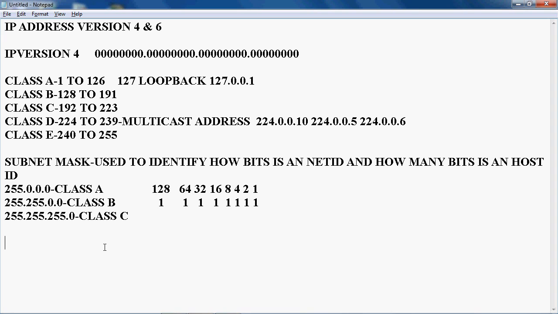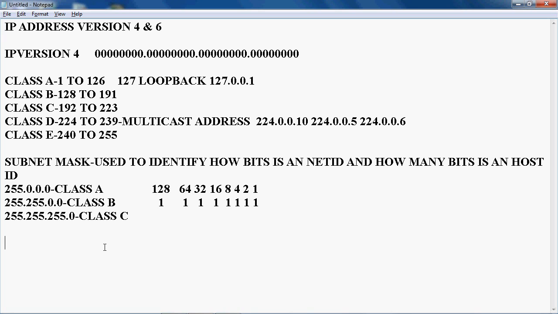Before that, there are two types of IP addresses in IP version 4: private IP addresses and public IP addresses. A private IP address should be used within an organization. A public IP address should be used on the WAN, the wide area network. For example, if you are using any ISP connection, at that time we get a public IP address from the ISP. The private IP address should be used within an organization.